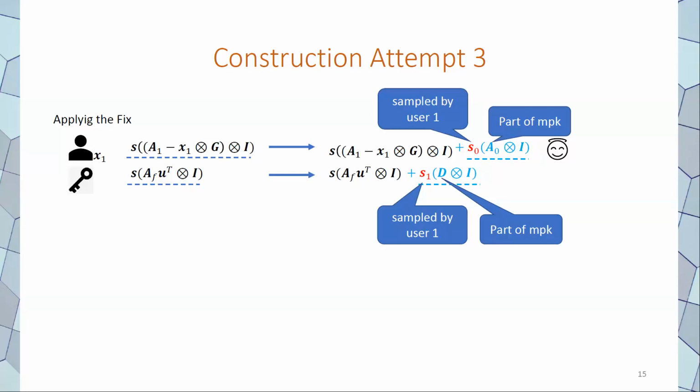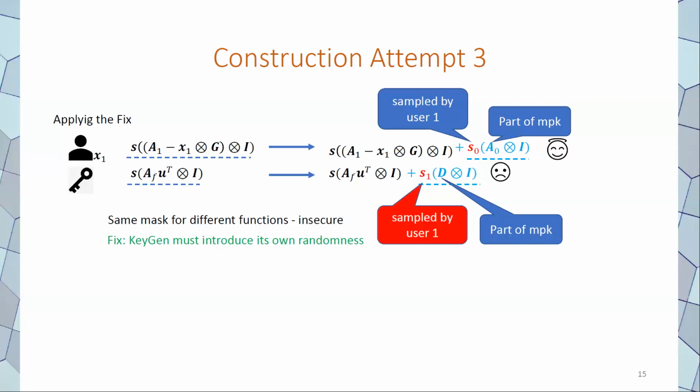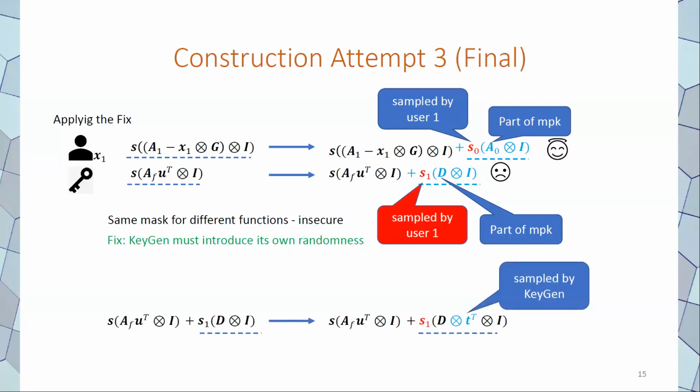What it means is that suppose there are two keys generated for two functions, f and f bar. The mask remains the same. And if we are using the same mask to hide two different things, then this is insecure. So we want the key generator also to introduce some randomness. And this is what we do. Instead of having just D tensor I, we have D tensor T transpose tensor I, where T is freshly chosen by the key generator. And this, in fact, gives us the final secure scheme.